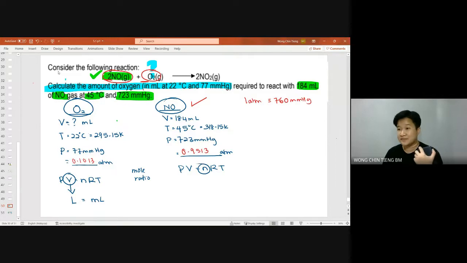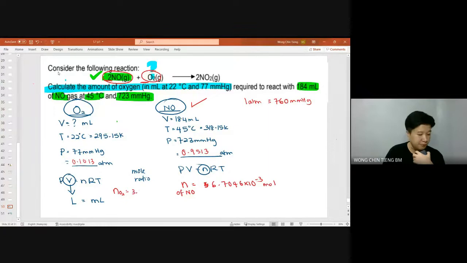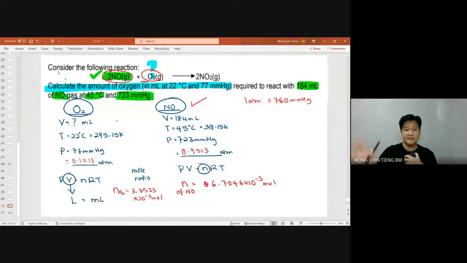Everybody should know this. And the number of mole, kita kira salah. Number of mole yang kamu dapat kat sini, in case ada yang salah, you got it here is 6.7046 times 10 to the power of negative 3. That is the number of mole of your NO. Agree? Thank you. And then from the mole ratio, kamu dapat number of mole of your oxygen gas. The number of mole of oxygen gas, 3.3523 times 10 to the power of negative 3. Agree? Therefore, kalau semua kat sini betul, then you will have your volume in milliliter.